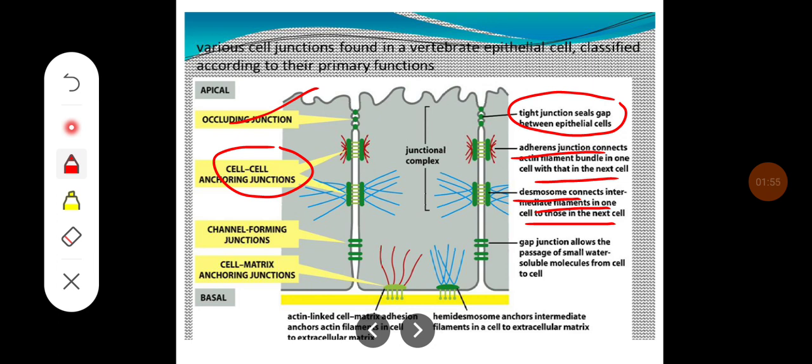Then channel forming junctions, which are nothing but the gap junctions, allow the passage of small water soluble molecules from one cell to another cell. Whereas cell matrix anchoring junctions are predominantly focal adhesion and hemidesmosomes. Hemidesmosomes anchor the intermediate filaments in the cell to the extracellular matrix, whereas the focal adhesion, the actin linked cell matrix adhesion anchors, make use of actin filaments in cell adhesion to the extracellular matrix.